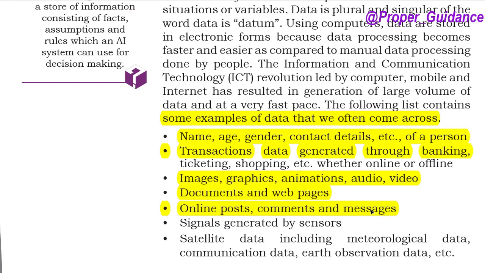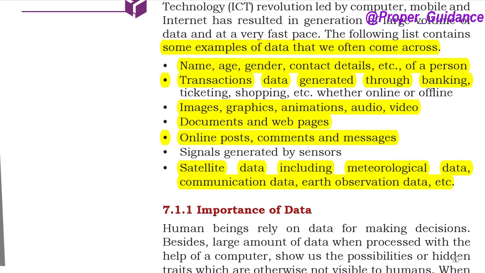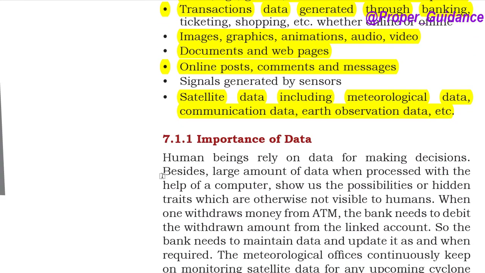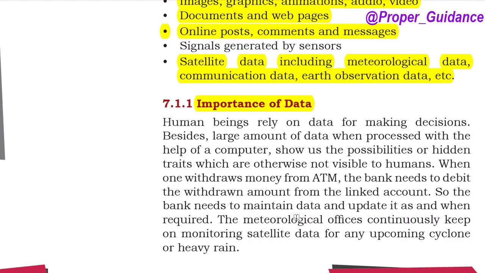Documents and web pages, online posts, comments, messages, signals generated by sensors, satellite data, including meteorological data, communication data, earth observation data, etc. Now, what is the importance of data? Human beings rely on data for making decisions. This is the first concept. Besides, a large amount of data when processed with the help of a computer shows us the possibilities or hidden traits which are otherwise not visible to humans.